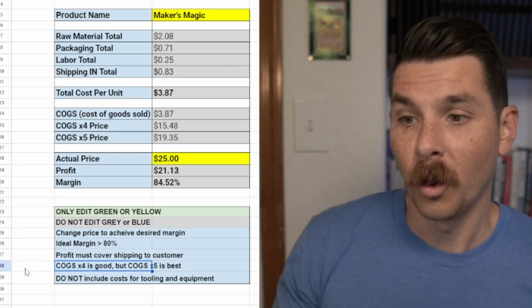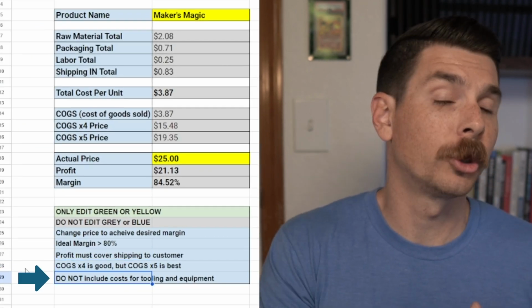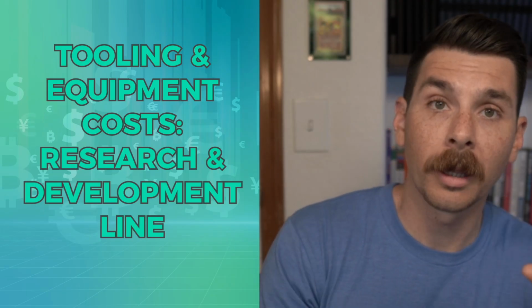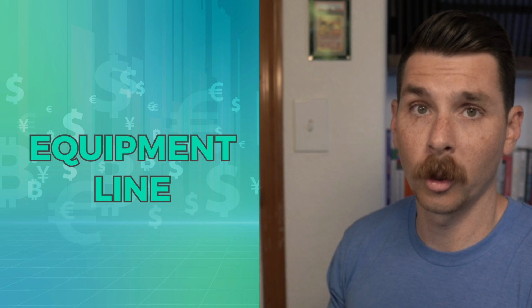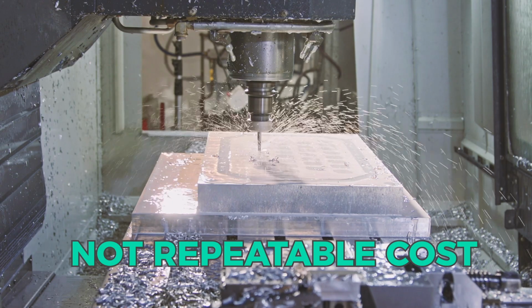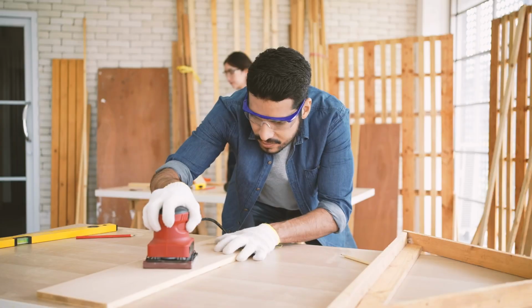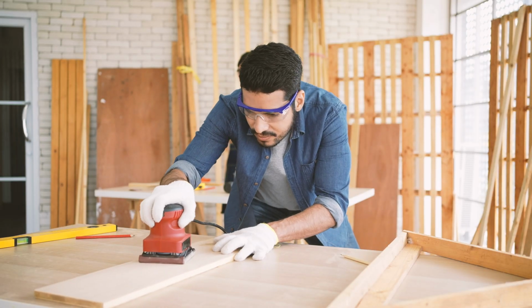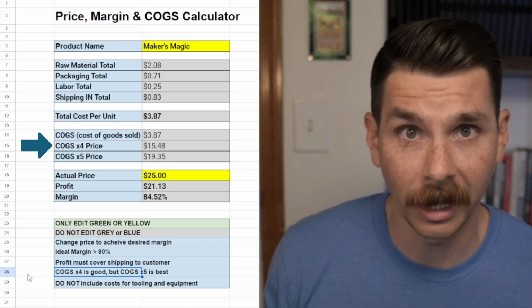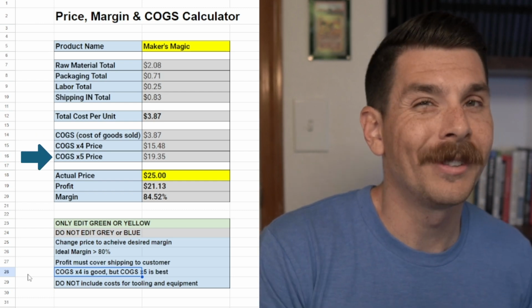In addition, we are not going to include costs for tooling and equipment. Tooling and equipment costs typically go on the research and development line on your profit and loss or on the equipment line. They are not built into your cost of goods because they are not repeatable costs that are involved in creating the product. And if we did, it would throw off our financials and it wouldn't allow us to properly project. That said, cost of goods times 4 is okay. At the very least, try to get there. But cost of goods times 5 is optimal.